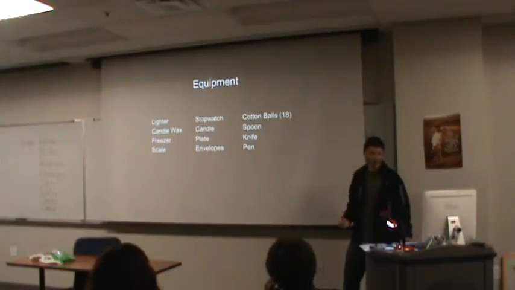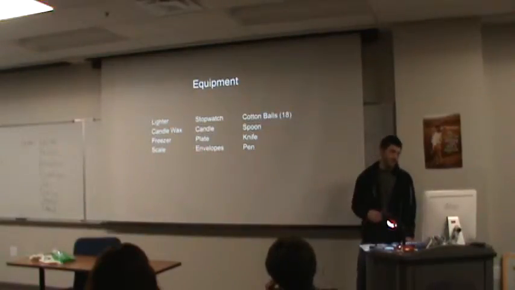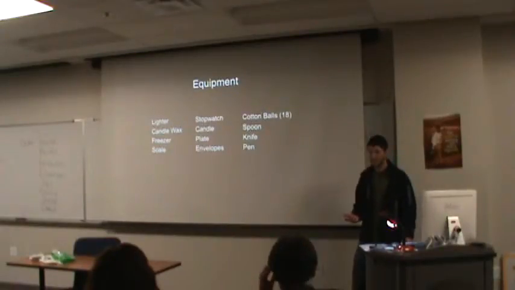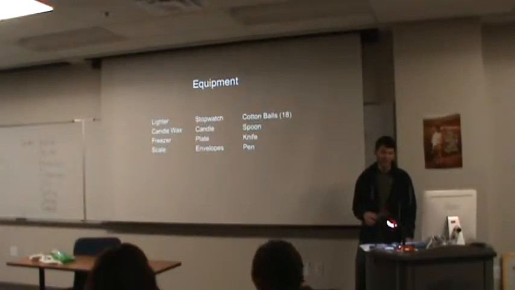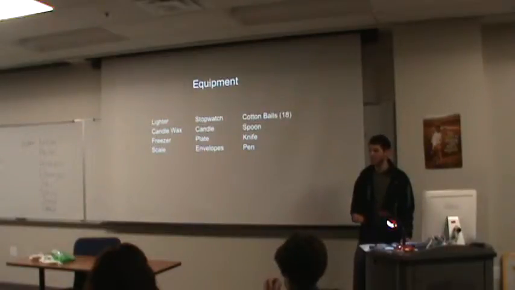Now my equipment, I'll go ahead and read through the list. I needed a lighter, a stopwatch, cotton balls, and I used 18 cotton balls for this experiment. Candle wax, an actual candle for melting the wax over, and a spoon to melt the wax in. A freezer to cool the cotton balls quicker with the wax on them. A plate to cool them on. A knife to cut out the wax. A scale and envelopes to put the wax in, and then a pen to record my data.